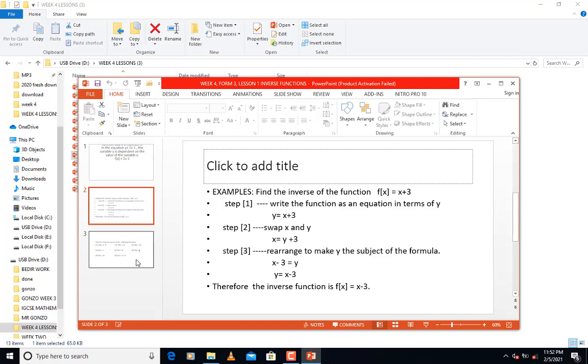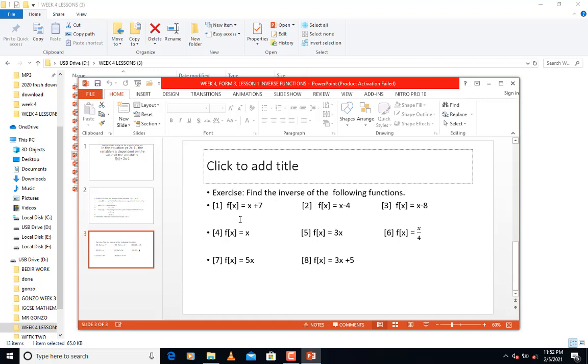Now let's look at the exercise. Exercise number 1, f of x equals x plus 7. When finding the inverse of this function, remove f of x and put y, so y equals x plus 7. After that, do the swapping, then make y the subject of the formula. That is what we are going to do in numbers 1 up to 8. I want you to follow the 3 steps, and after following them, you find your inverse.